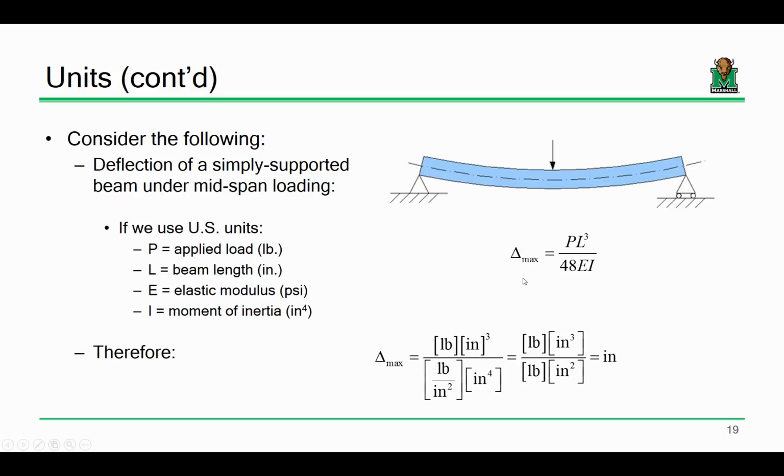So deflection in this instance should be measured in inches, because if the load was in pounds and the beam length is going to be in inches and it's cubed in the formula, then that gives us inches cubed. And then the moment of inertia is going to be inches to the fourth, whereas the elastic modulus PSI is pounds per square inch. And so then that simplifies to pounds times inches squared. And then the pounds cancel. 3 divided by 2 gives us just the inches as a leftover unit.